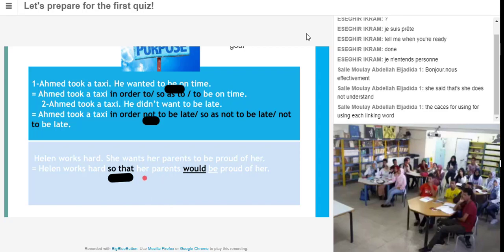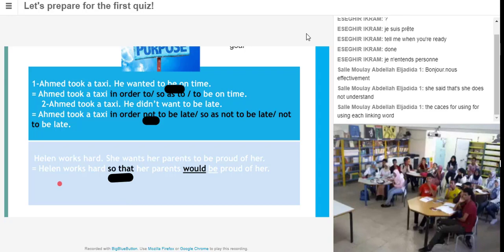What is her parents in this sentence? It is the subject of the second action. All right, it's the subject of the second action. You can use would because it's safe to use would all the time after so that, plus the verb in the infinitive, would be proud of her.